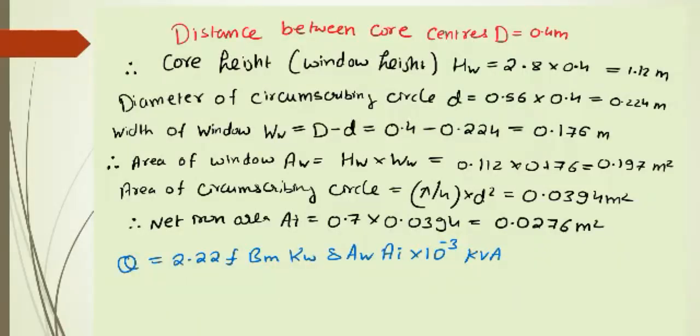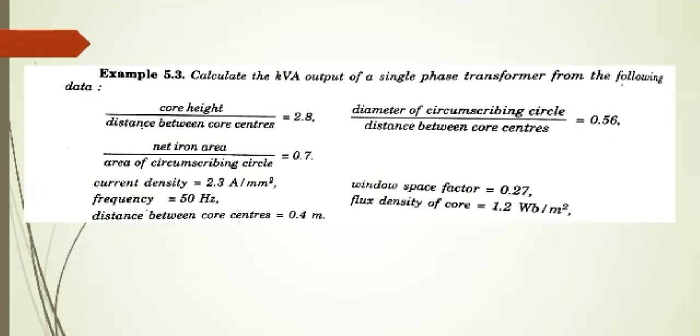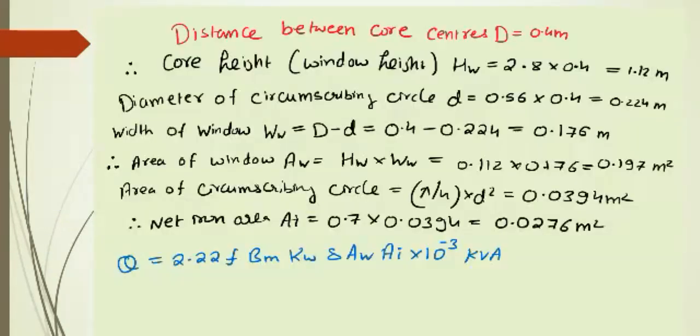Okay, right. So distance between core centers. Okay, this question we had done. Calculate the kVA output of a single phase transformer from the following data. Okay, and we did this one also, right?